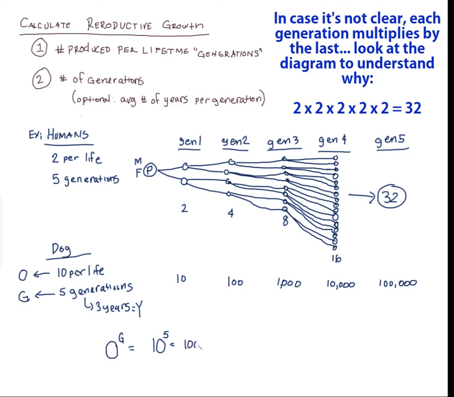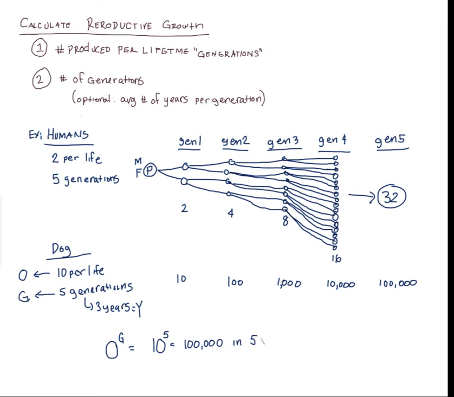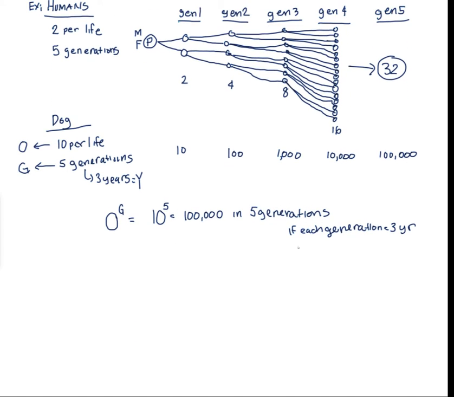So in this case, 10 to the 5th power is 100,000. And that's in 5 generations. You're already going to have 100,000 dogs out there. How much time would that be? Well, think about the fact that the generation here spans 3 years. So that's in 15 years. Yeah, 100,000 in 15 years. How about that?